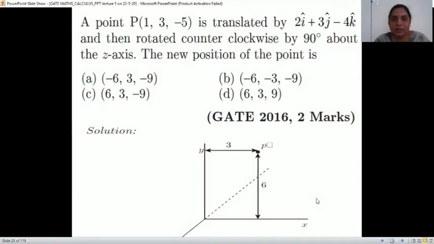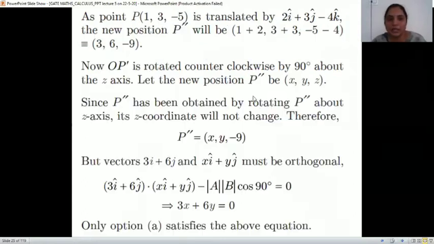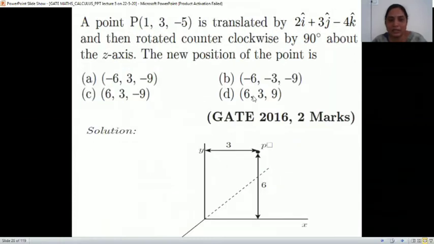A point P, 1, 3 and minus 5 is translated by 2i bar plus 3j bar minus 4k bar and then rotated counterclockwise by 90 degree about the z axis. The new position of the point is, you have to find out the new position of that point. What is given?